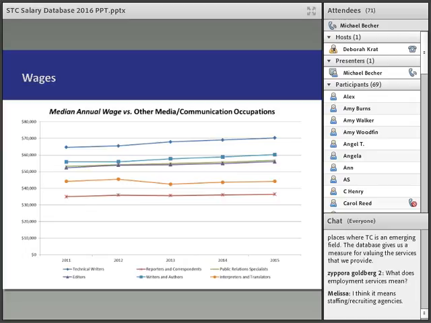So looking at the other occupations that are similar to technical writers, you can see pretty much everybody's flowing at that same kind of 2% increase from year to year. There's no real big jumps. The interpreters and translators in the orange, you can see they had a little bit of a dip in 2013, but for the most part, they're relatively flat or just moving up slightly from year to year.